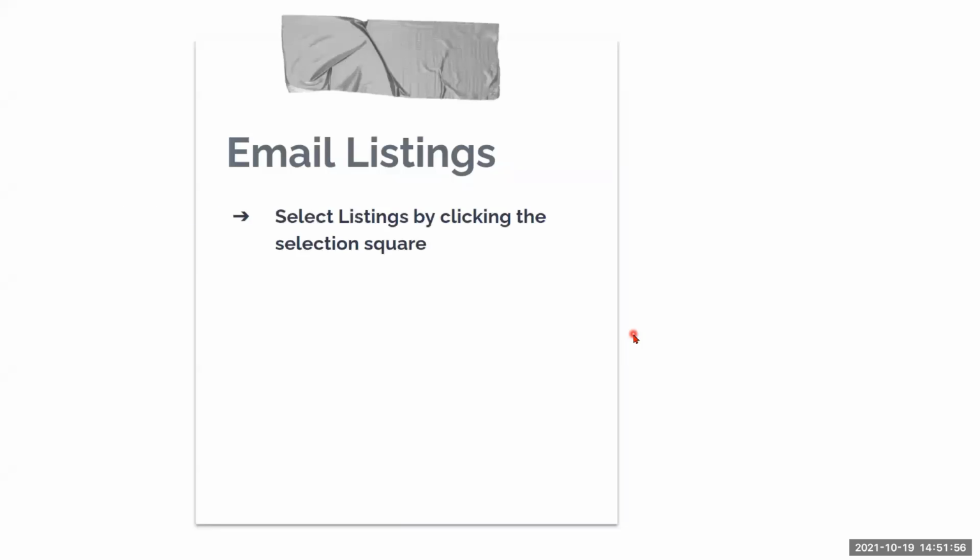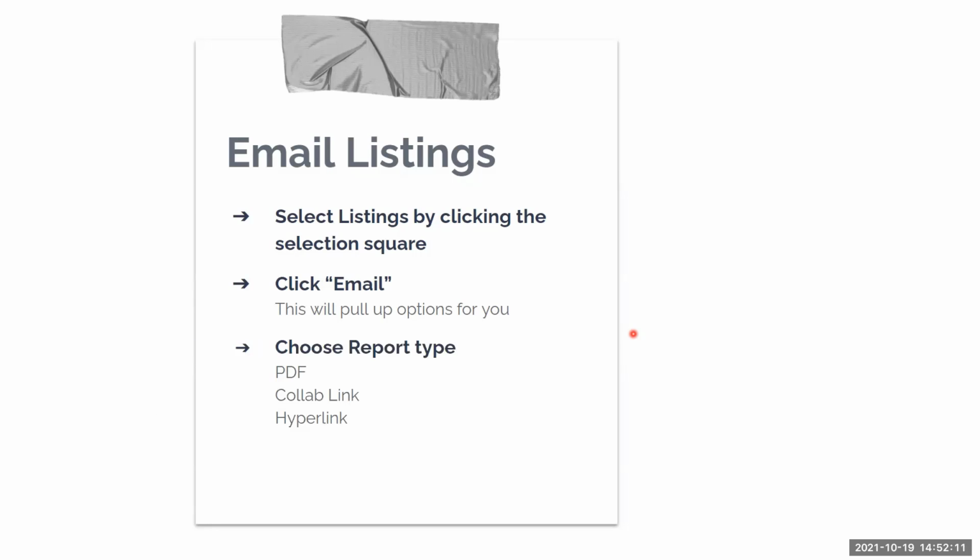So let's talk about emailing listings. So this goes to Wendy's question earlier. You can select listings by clicking that little selection square. And you can click on email, and this will pop up a bunch of options for you, and I'll go through those. You'll be able to choose the report type. Do you want to send it out as a PDF, a collab link, a hyperlink?